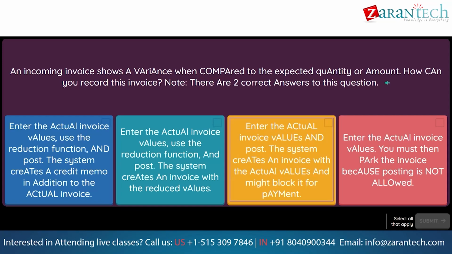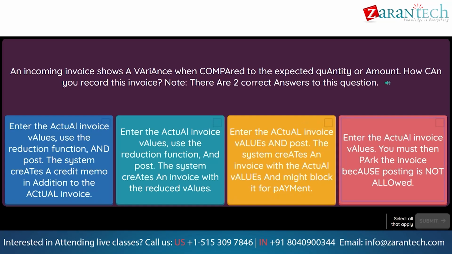Option 3: Enter the actual invoice values and post. The system creates an invoice with the actual values and might block it for payment. Option 4: Enter the actual invoice values. You must then park the invoice because posting is not allowed.